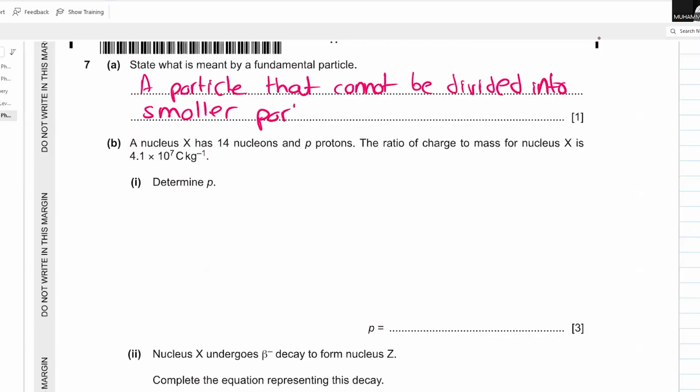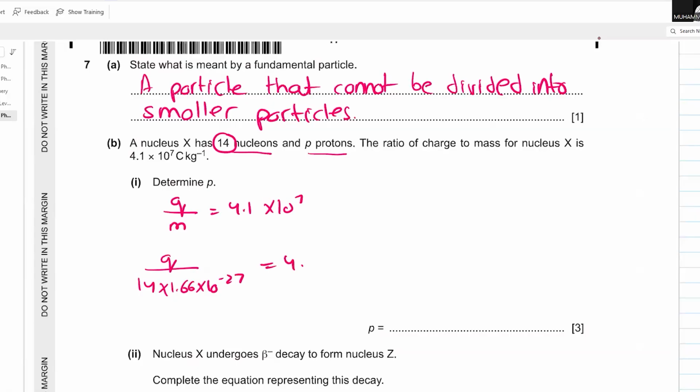Let's further move ahead. अब आगे आ जाओ. A nucleus has 14 nucleons and p protons. The ratio of charge to mass for nucleus X is this. What is the charge to mass ratio? The total charge of the nucleus divided by total mass is equal to 4.1 into 10 raised to the power of 7. The nucleus has 14 nucleons. What will be the total mass? Q divided by 14 into 1.66 into 10 raised to the power of minus 27 is equal to 4.1 into 10 raised to the power of 7.